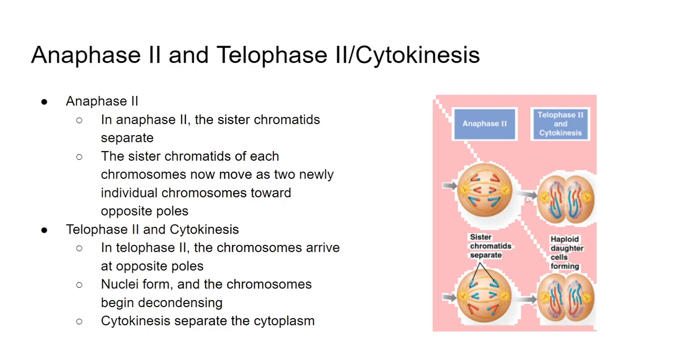And so now this one cell is going to turn into two, and this other cell that we had after meiosis 1 is going to turn into two. 2 plus 2 is 4. We have 4 haploid daughter cells forming. And if this was in a man, these would be sperm cells. If this is in a female, these would be eggs.